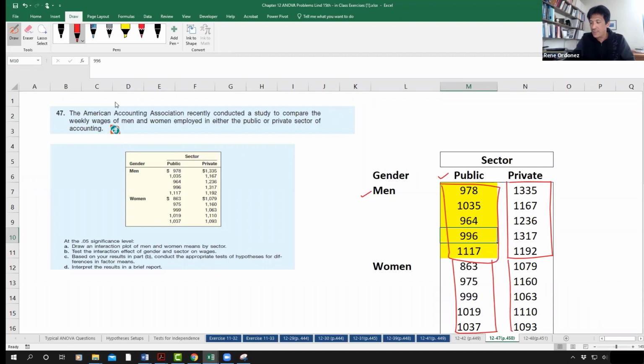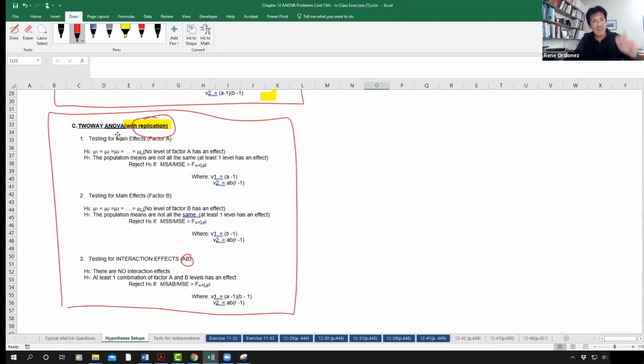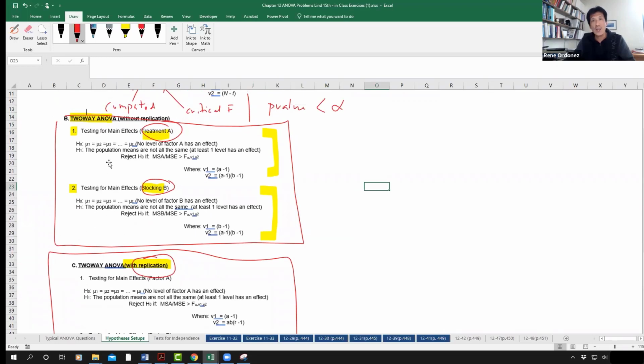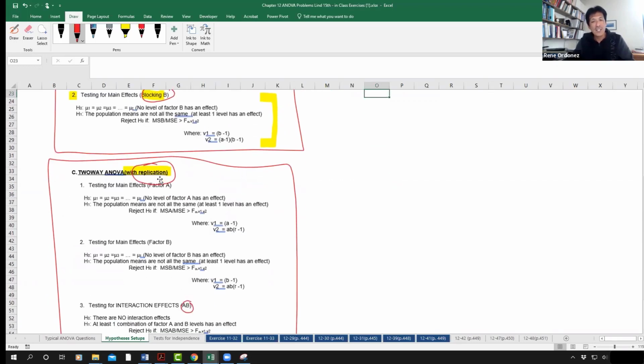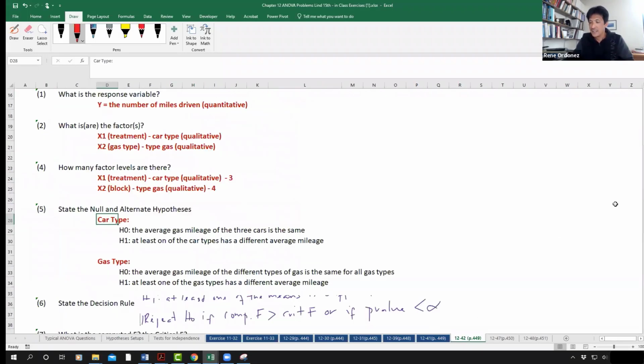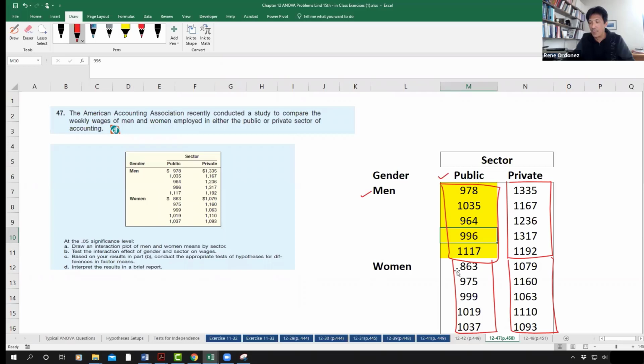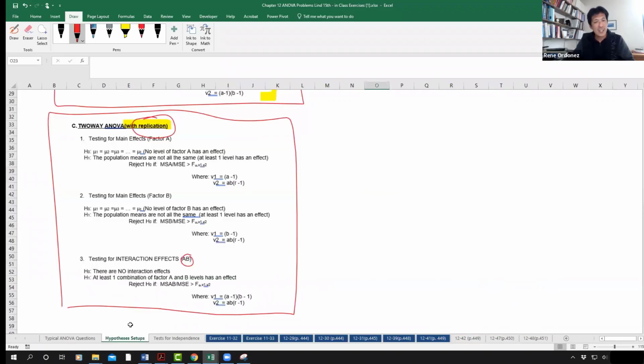So when you have this kind of data presented, there are 3 different pairs of hypotheses. The first 2, that you see here, are the same as the two-way ANOVA without replication, meaning testing for the main effect. Because of the replication, such as these numbers, we can do this special test of what we call the interaction effect.